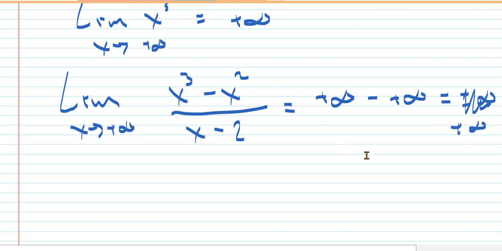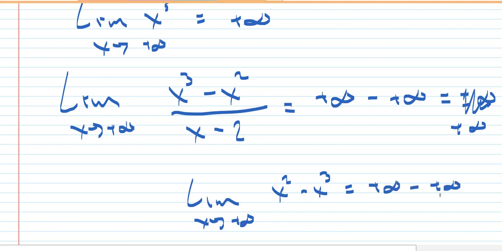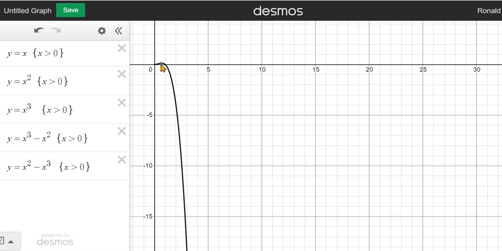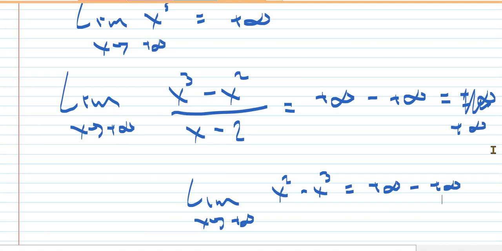But you might be saying, well, how could it be negative infinity? Well, what if we had the limit as x approaches positive infinity of x squared minus x cubed? Well, x squared is going towards infinity and x cubed is going towards infinity. But let's take a look at the graph of x squared minus x cubed. The graph of those would look like this. It's actually going down. So as x gets larger and larger, the y value, the function value, is going towards negative infinity. Completely different. So the limit of x squared minus x cubed is negative infinity.